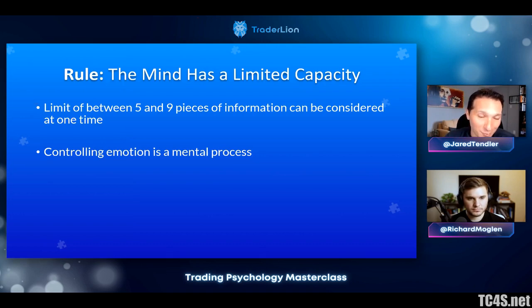Okay, now why is this important? Because as we said before, emotional control is a mental function. Okay, it uses some of that space. And if you're going to devote mental resources to controlling emotions, guess what? It comes at a cost. You are giving up a part of the brain that you ideally would want to be using for making good trading decisions to control your emotions.